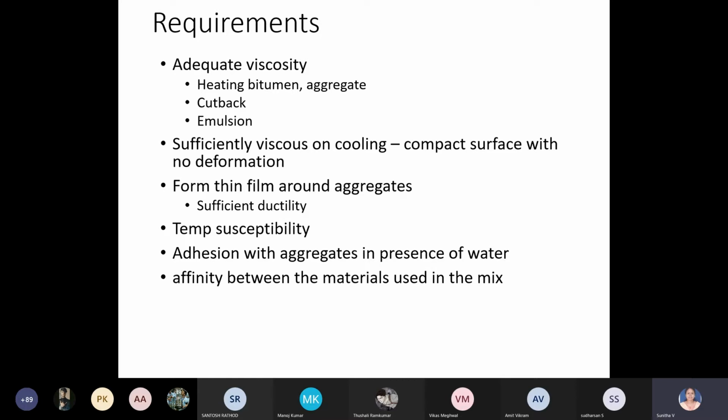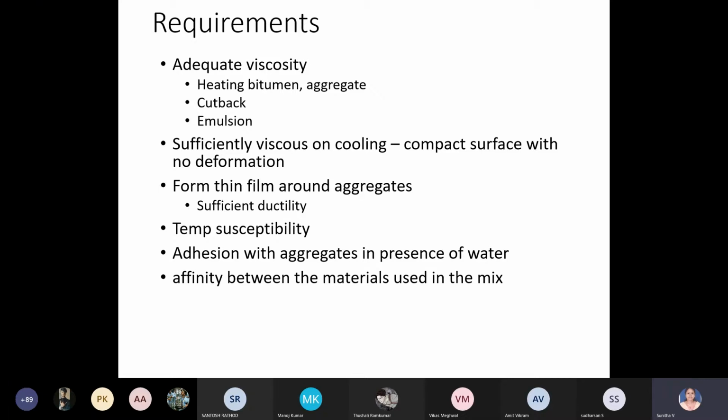Now, what are the requirements of a bituminous material? Based on that, you have to conduct many tests. First, it should have adequate viscosity. Whenever you have to form bituminous mixes, you have to heat the aggregate and the bitumen, and then it should be mixed.